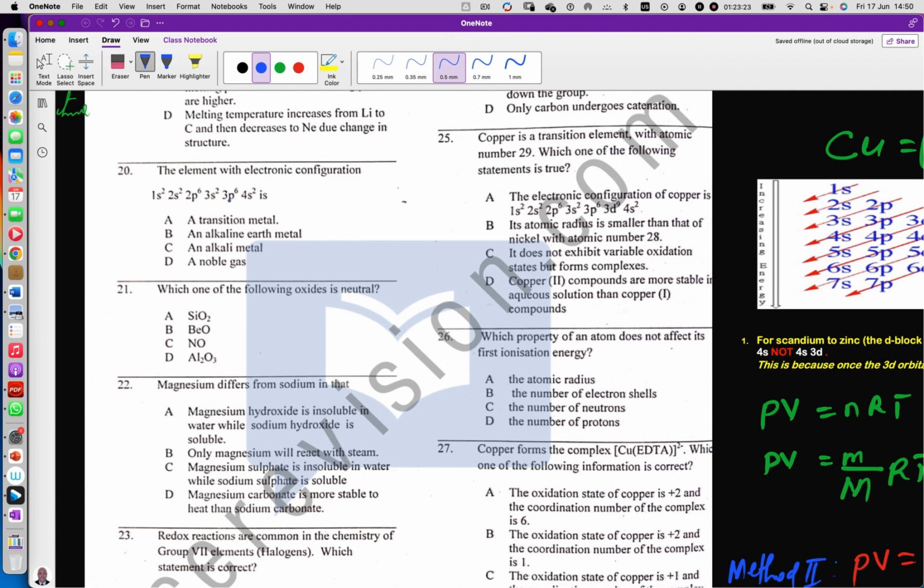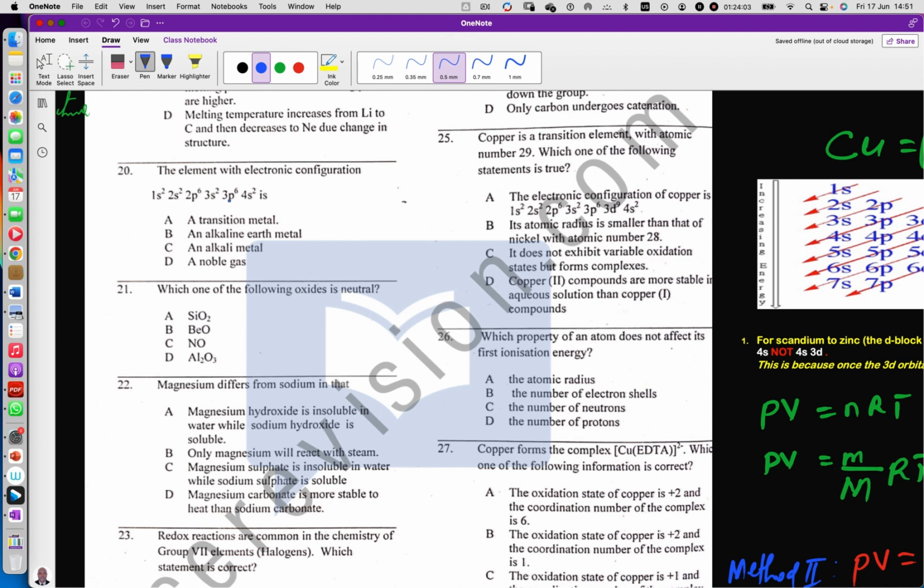So B. Let's go to B. Its atomic radius is smaller than that of nickel, with atomic number of 28. Yeah. Copper has 29 and nickel is 28. So it's nickel before copper. And we are saying that atomic radius does what? It increases across. We leave nickel before going to copper. So the atomic radius of nickel is smaller than that of copper.